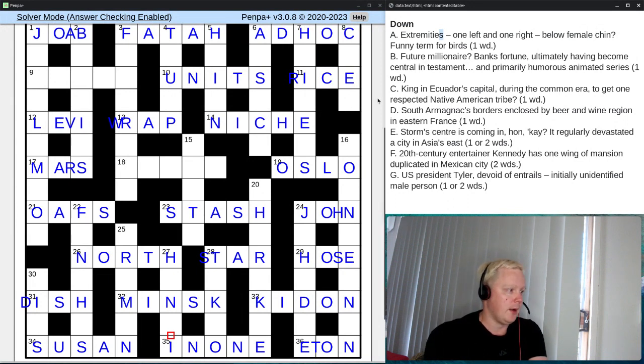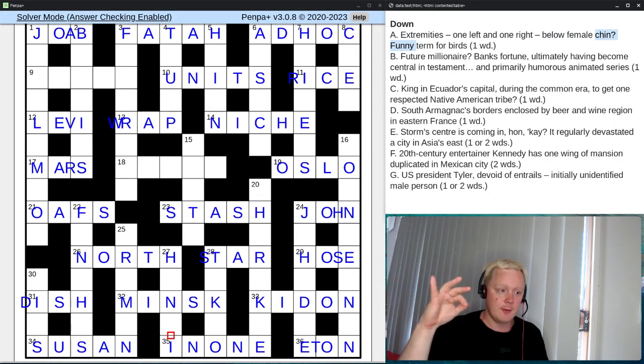And then the female can be F, just an abbreviation for female, and then chin, funny. Now, funny, in addition to being humorous, can mean weird. So funny is a valid anagram indicator. You spell chin in a funny way. You anagram the word chin. So F plus an anagram of chin plus ES, making a term for birds. And that's going to give us finches.